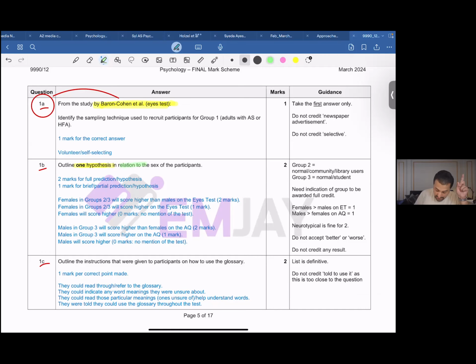Now, again, you cannot just write about the study by Baron-Cohen. There were multiple hypotheses that were used there.